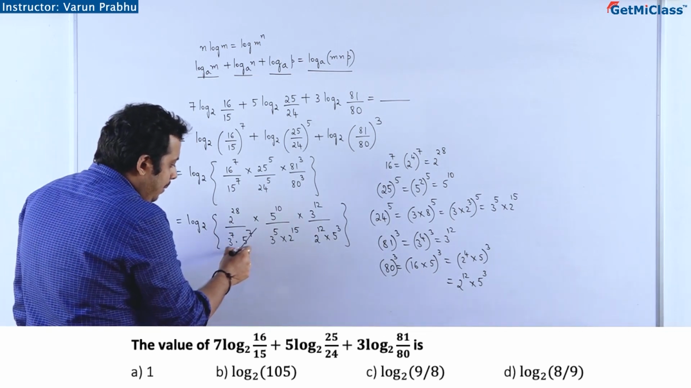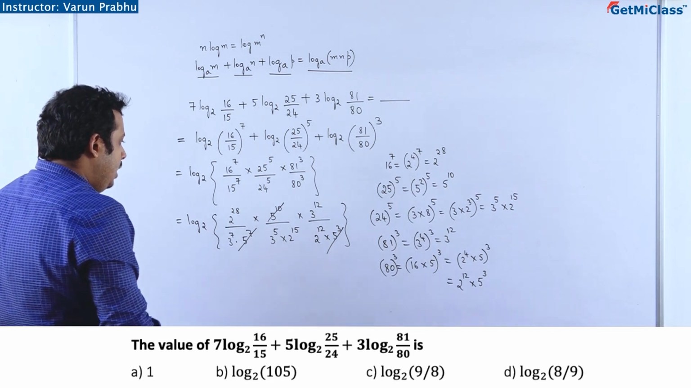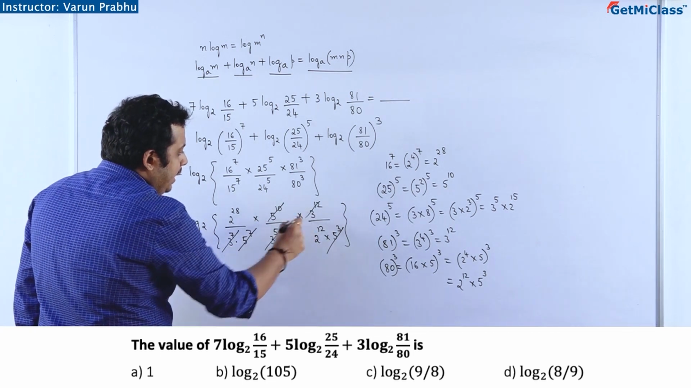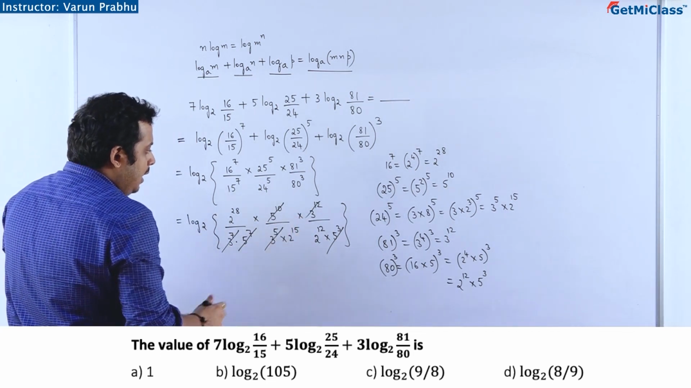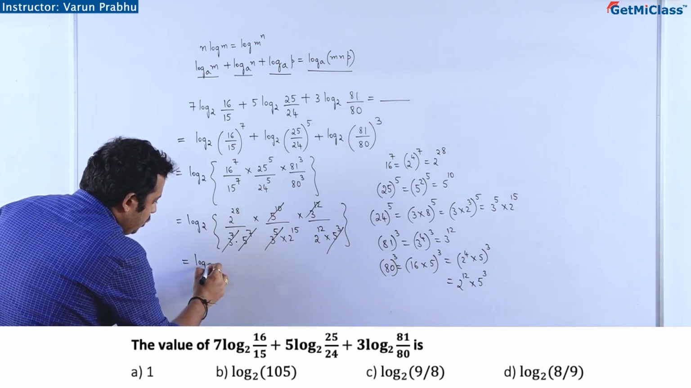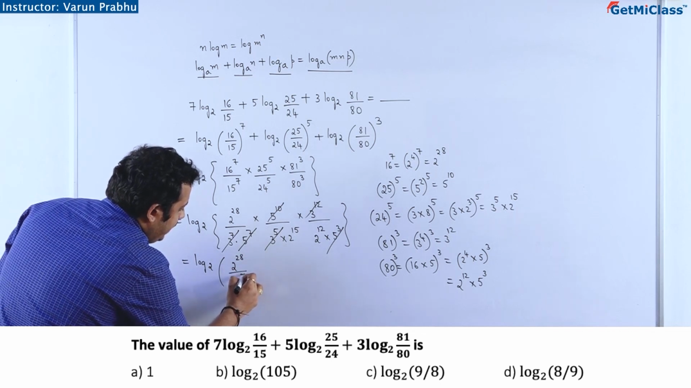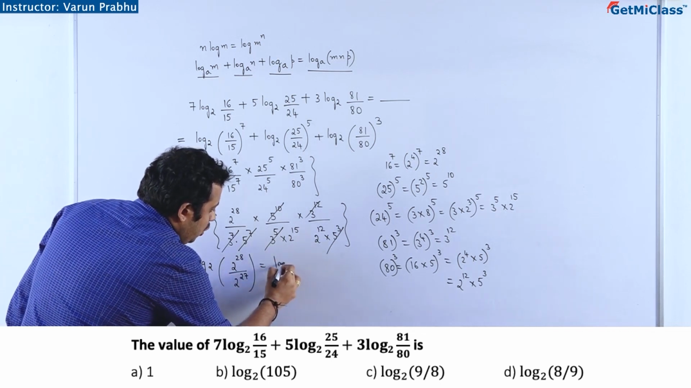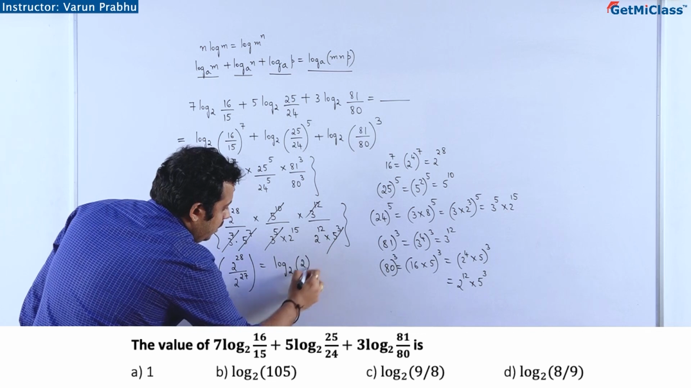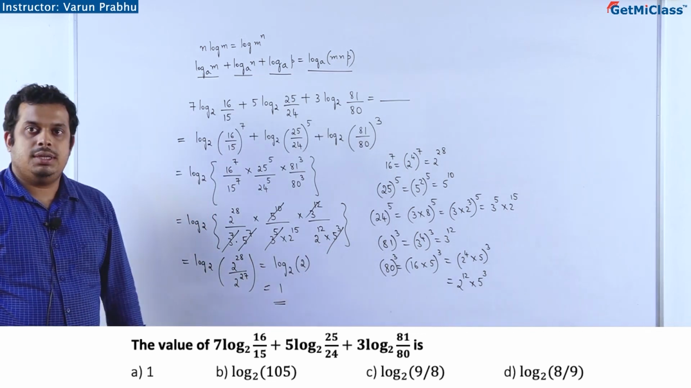So I can say 5 power 7, 5 power 3, 5 power 10 will get cancelled. 3 power 7, 3 power 5 will get cancelled with 3 power 12. And then what are we left with now? This is nothing but log to the base 2 of 2 to the power 28 divided by 2 to the power 27. That is nothing but log to the base 2 of 2. So log a base a will be equal to 1. So this is the answer. Answer is equal to 1.